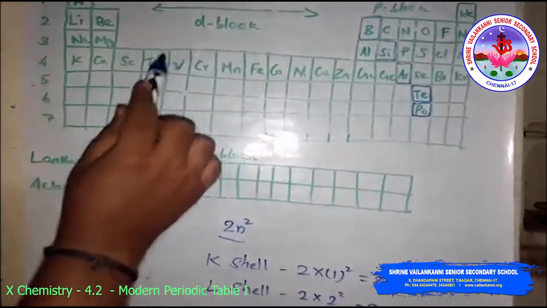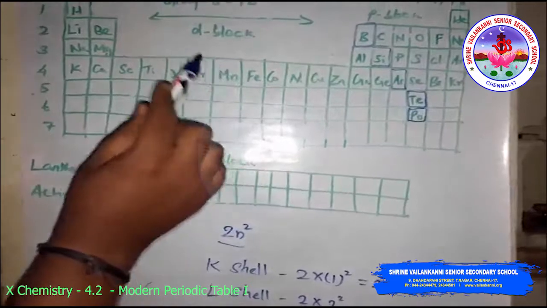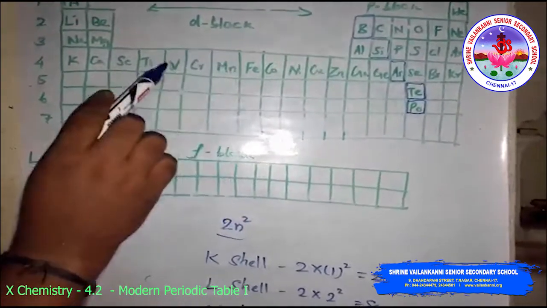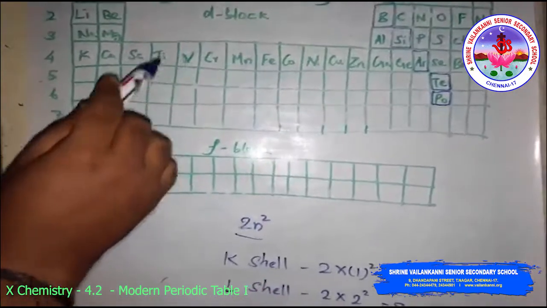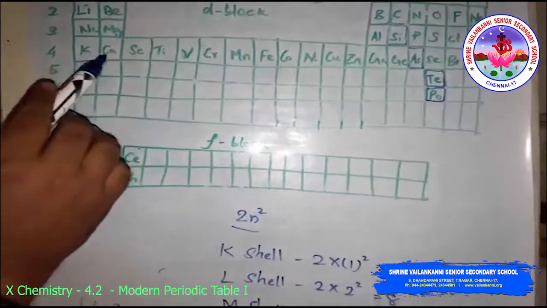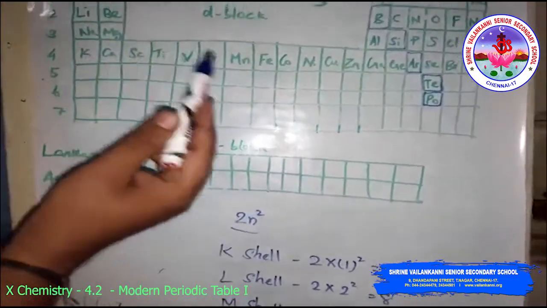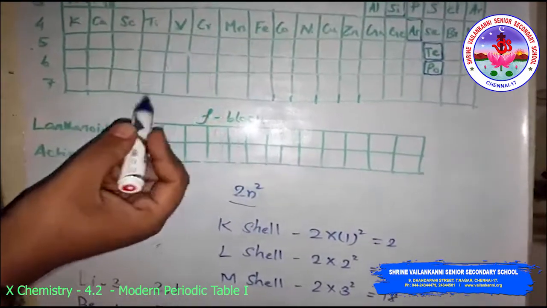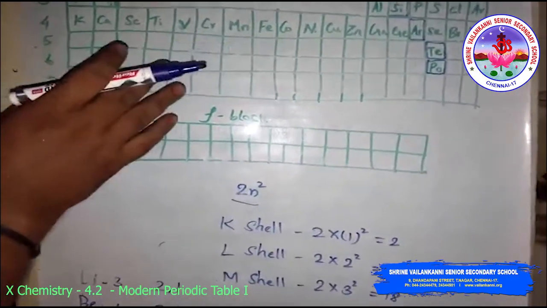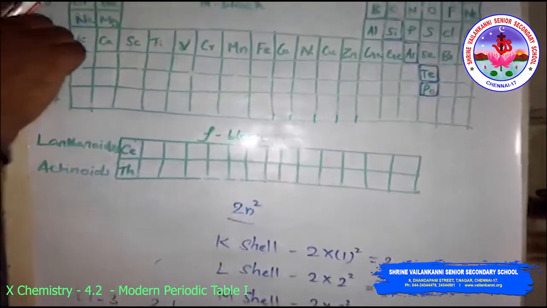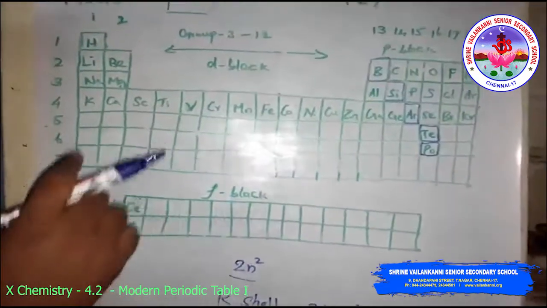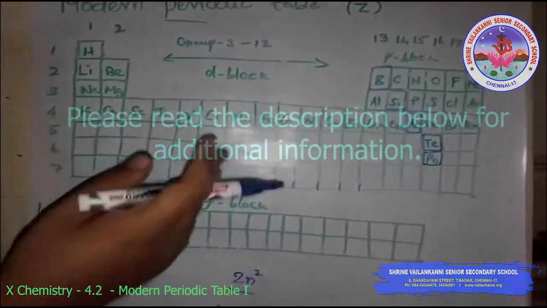So the position of the elements in the periodic table tells us about their chemical reactivity. Already you learned that valence electrons determine the kind and number of bonds formed by the element. So these are called the periodic table arrangements. Then next is the trends in the modern periodic table.